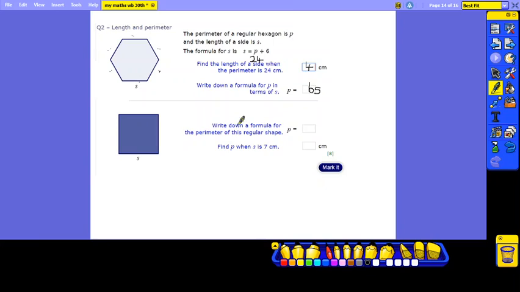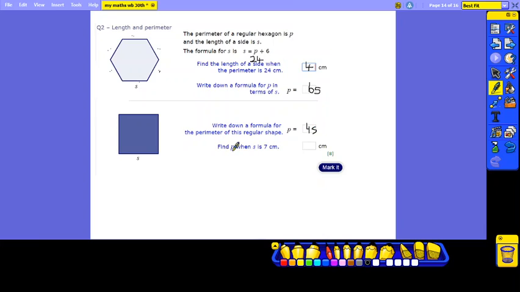So let's write down the formula for the perimeter of this regular shape. So I can see here it's a square and they are regular, so it's going to be the same for each side. So the perimeter is going to be 1, 2, 3, 4 lots of S. S, add S, add S, add S, or 4S.